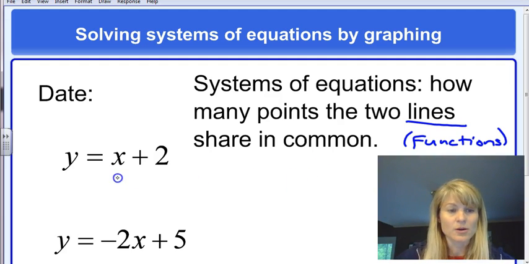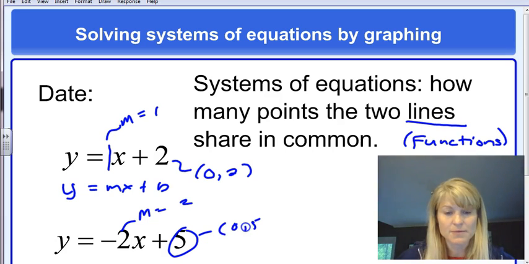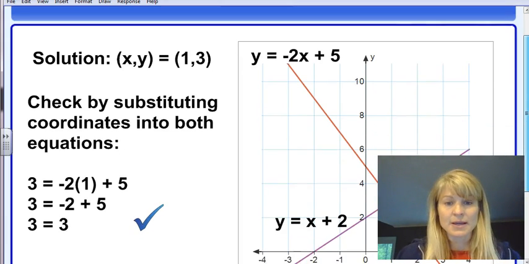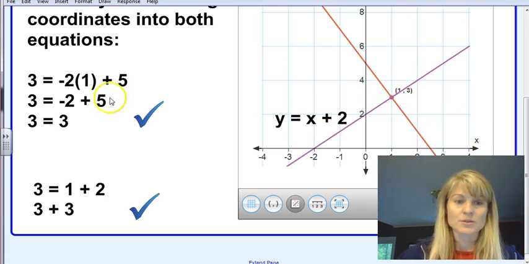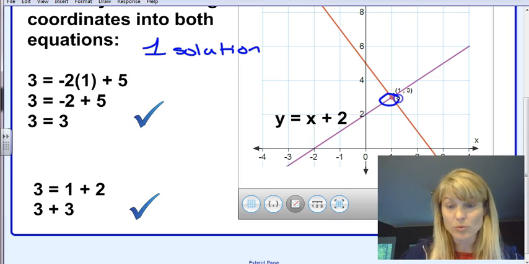Here we're going to look at this line. We know it has y equals mx plus b. So a little review is we know the slope equals 1 and the y-intercept is 2. And then here we know the m is -2 and the y-intercept is 5. So we're going to graph these two equations, and you'll see that when we graph them, they are intersecting lines. They intersect in one point. Because these are intersecting lines, we say they have one solution because they have one point they both share.